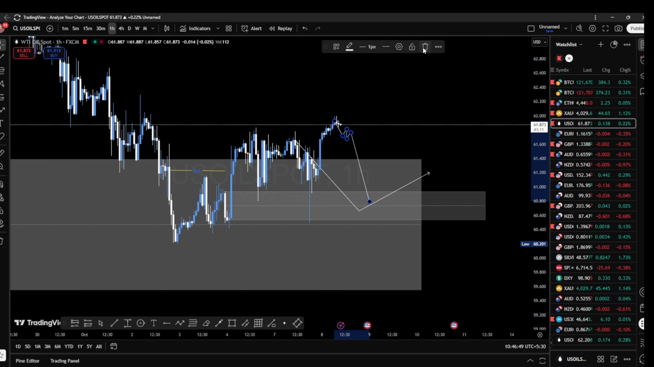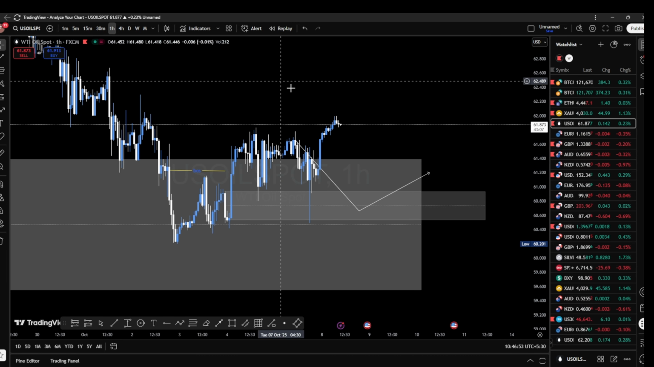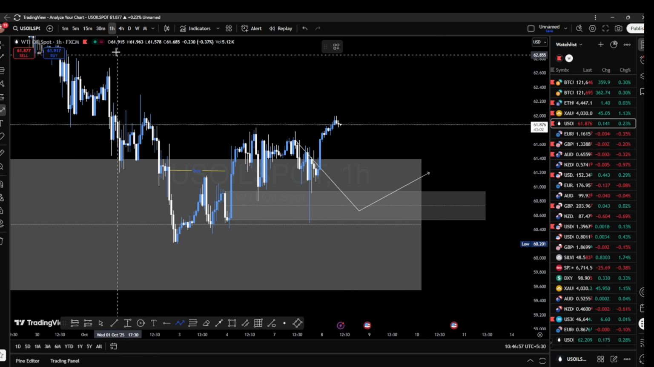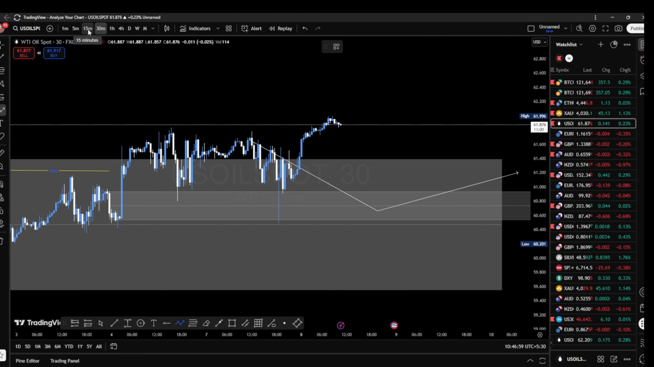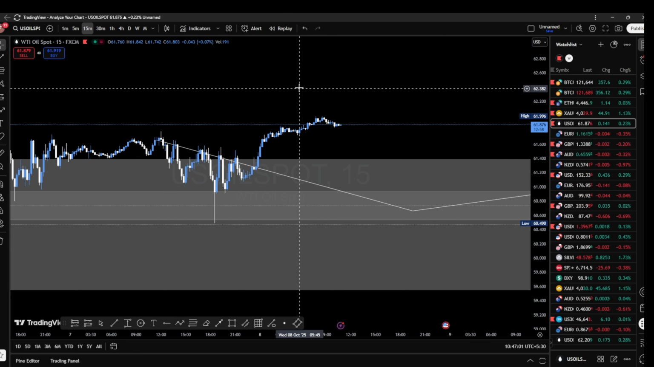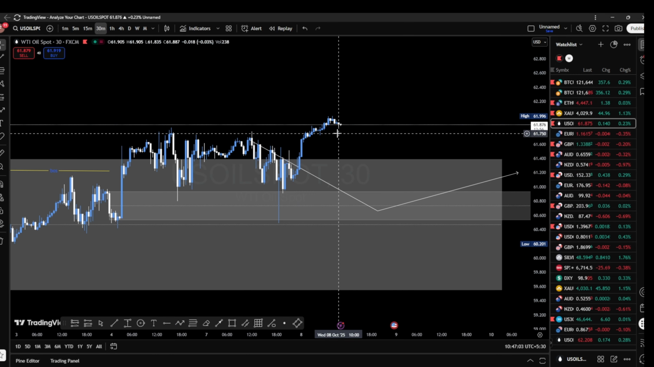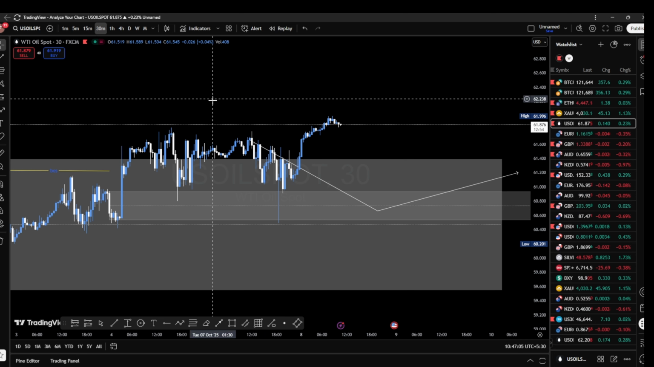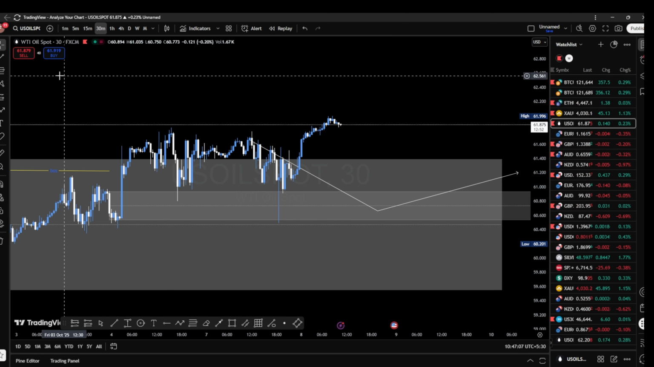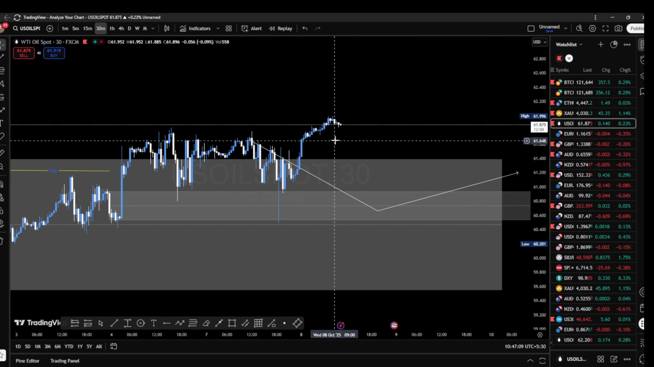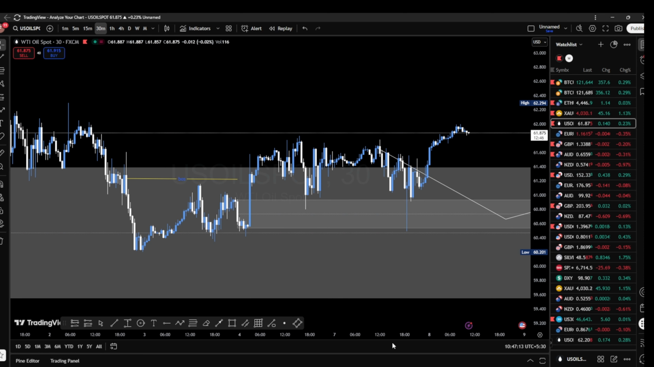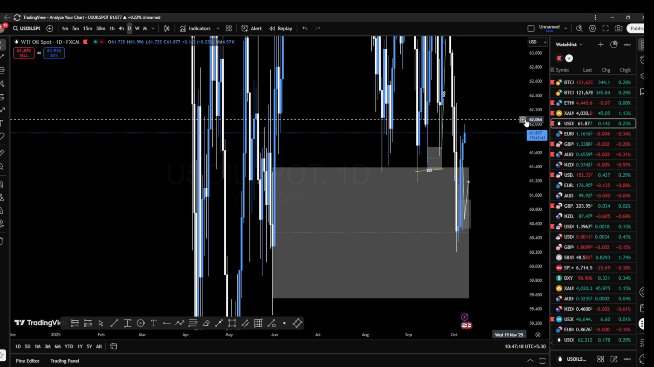Until this creation happens, I am not bearish on US oil for right now. Whenever the market does some retracement into the zones, there is no clear zone. But if it creates a demand zone, then you can enter from the demand zone and go upside and target the liquidity. That's for US oil right now.